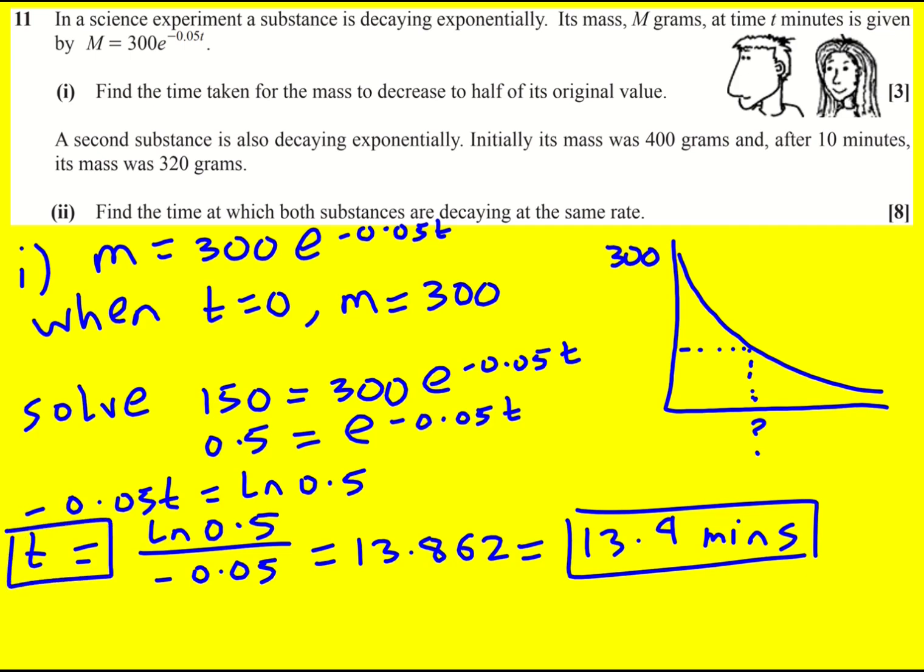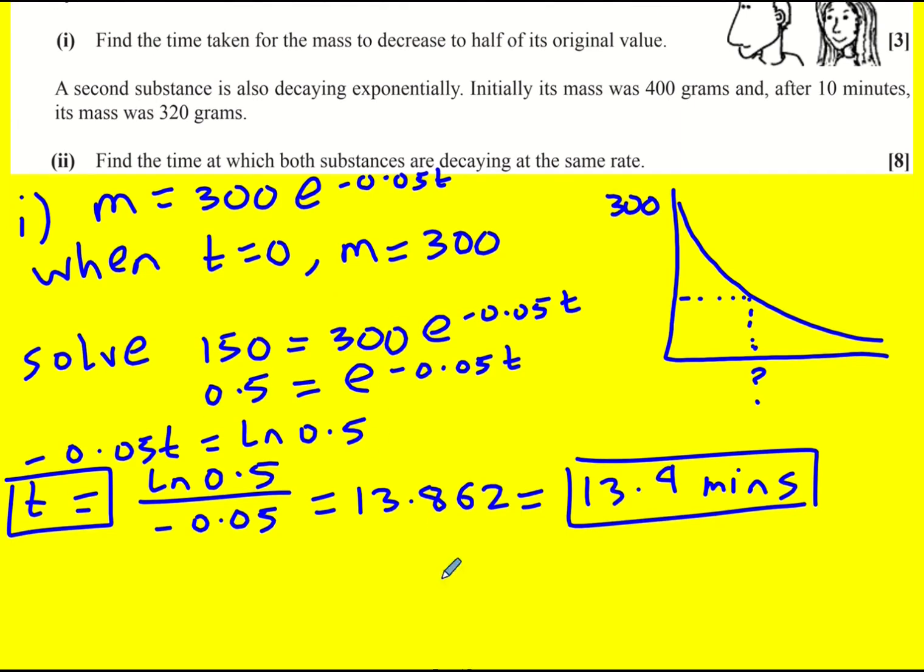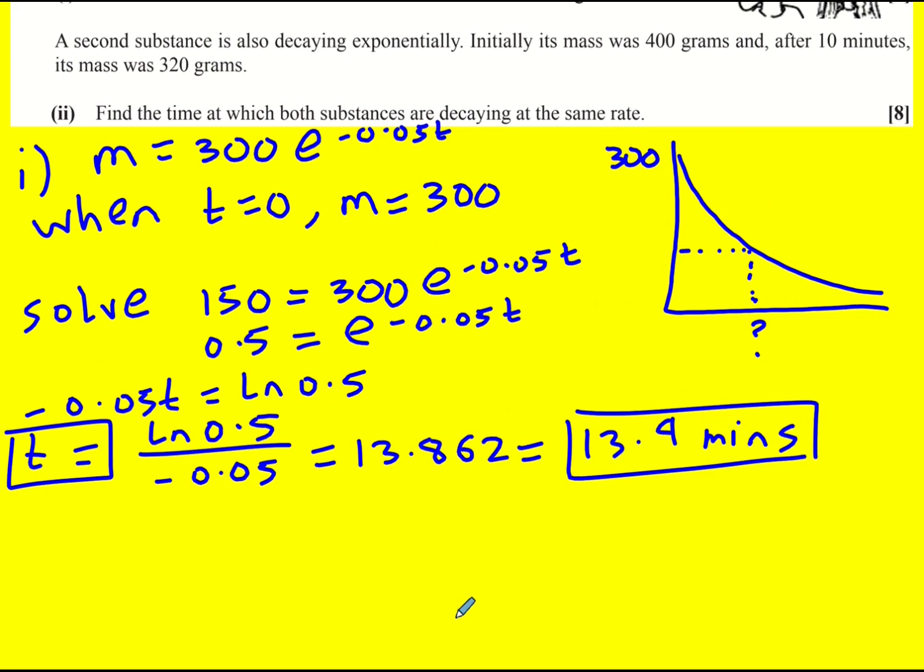Right, a solid few marks there. The main event is coming up. We're told that a second substance is also decaying exponentially. Its mass is 400 grams, and after 10 minutes, its mass is 320 grams. Find the time at which both are decaying at the same rate. Well, first up, we need to write an equation down for the second substance.